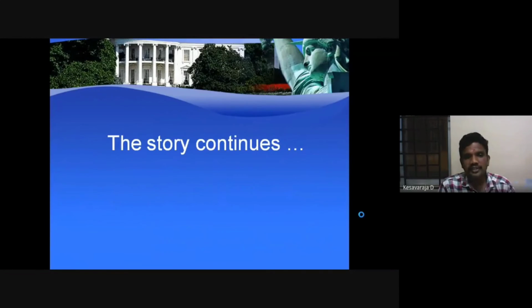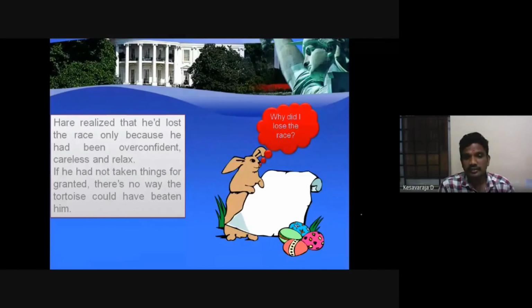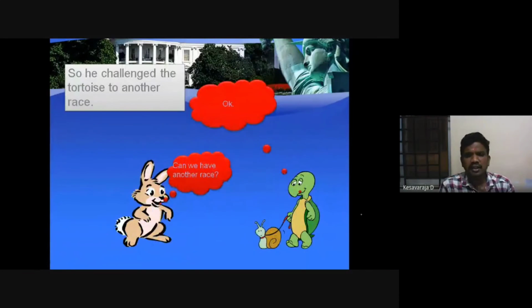Because of the laziness of the hare, it lost the race. So the hare thinks about its failure, then analyzes the reason for failure. Analyzes again. Because of its laziness, it lost the race. So next day, the hare met the tortoise again, then arranged another race.